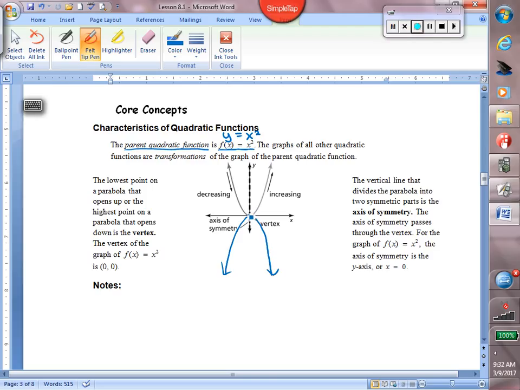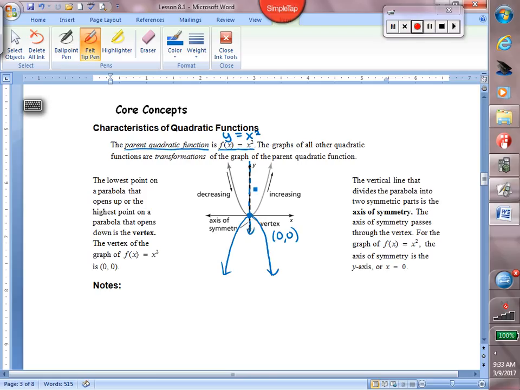The vertex for a parabola that opens up is the lowest point on the graph. For a parabola that opens down, it's the highest point on the graph. Some people also like to call it the middle point on the graph. The coordinates for the vertex for this particular parabola would be 0, 0.